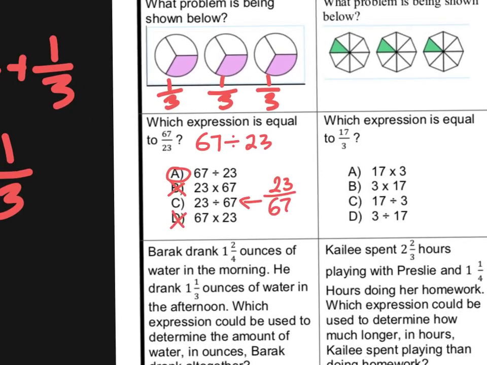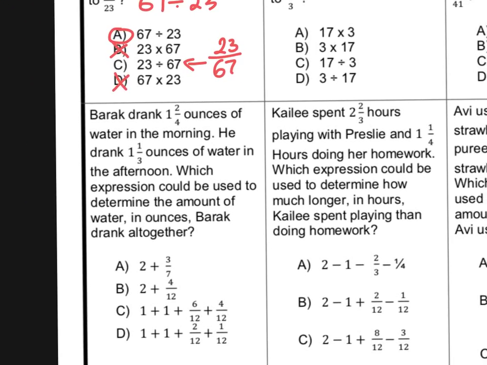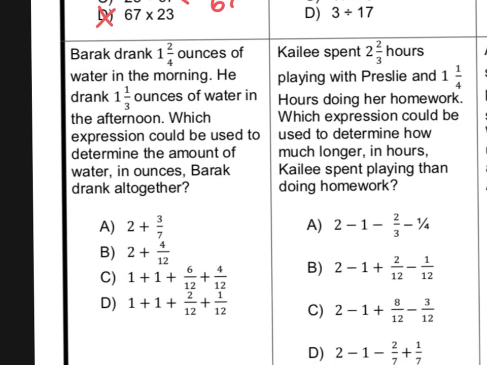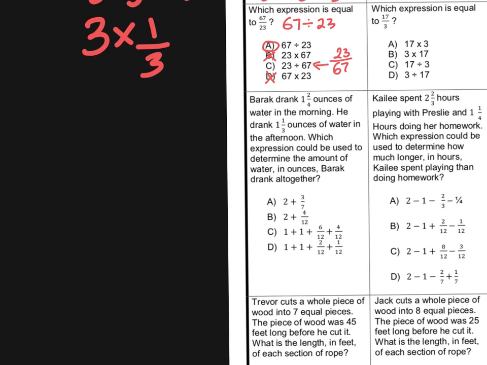For the next one, it says Barack drank 1 2/4 ounces of water in the morning. He drank 1 1/3 ounces of water in the afternoon. Which expression could be used to determine the amount of water in ounces Barack drank all together? So to figure out how much he drank all together, we would add 1 2/4 plus 1 1/3.